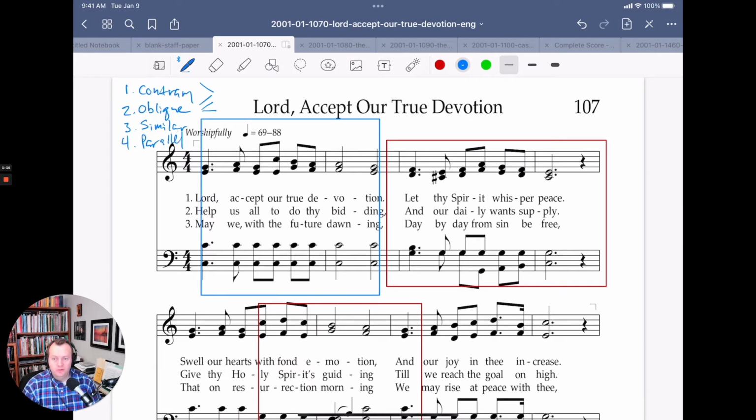So in hymn 107, the hymn we're looking at today, Lord, Accept Our True Devotion, there are examples of 2 of these types of motion that are really good. You can always count on them. Okay? The first is contrary motion. The second is oblique motion.